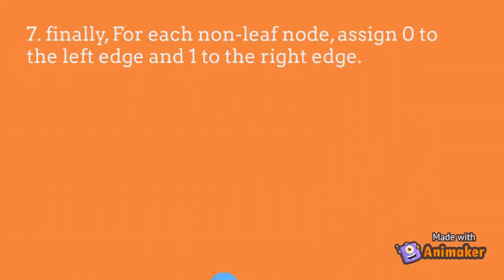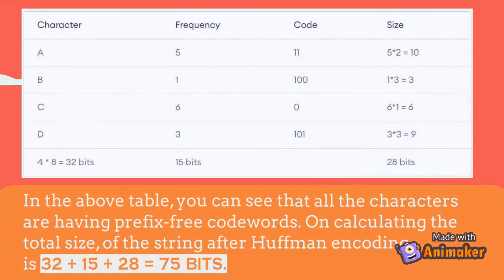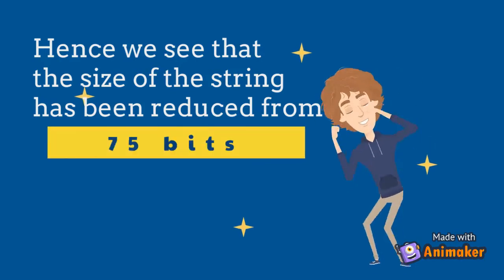Finally, for each non-leaf node, assign 0 to the left edge and 1 to the right edge. Hence the tree will look like the tree shown below. In the above table, you can see that all the characters are having prefix-free code words. On calculating the total size of the string after Huffman encoding, you can see that it is equal to 75 bits. Hence, the size of the string has been reduced from 120 bits to 75 bits.